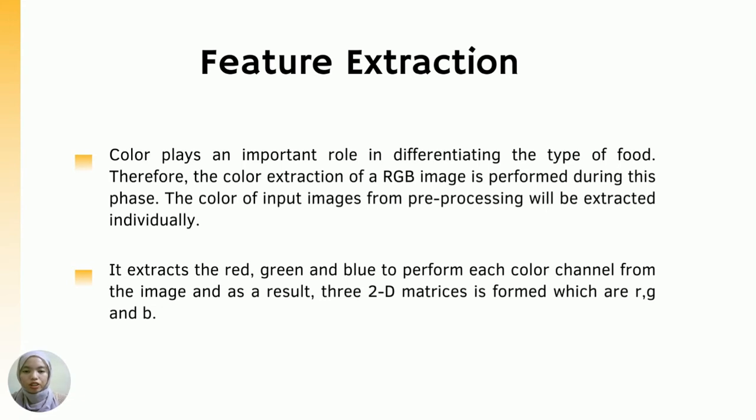So the next step is feature extraction. Colors, as you know, play an important role in differentiating the type of food. Therefore, the color extraction of an RGB image is performed during this phase. The color of the input images from the pre-processing will be extracted individually. This method will extract the red, green, and blue (RGB) to perform each color channel from the image, and as a result, three 2D matrices are formed.